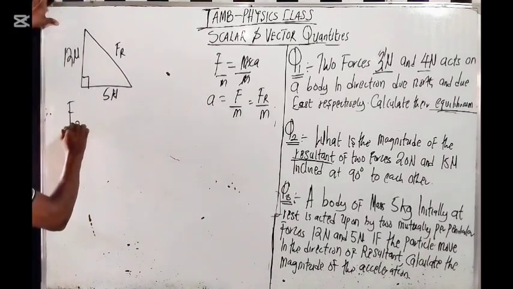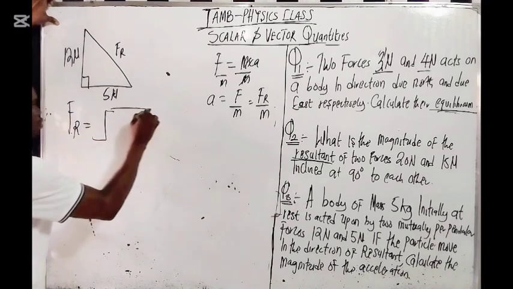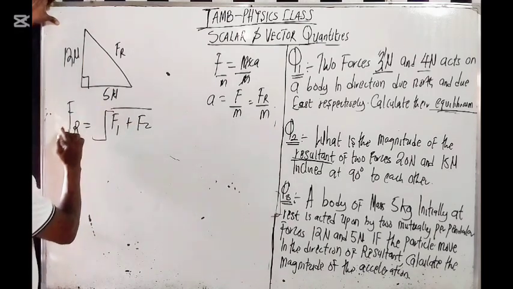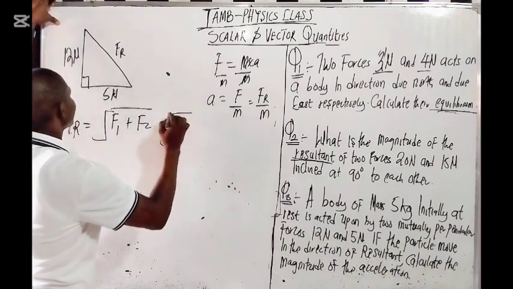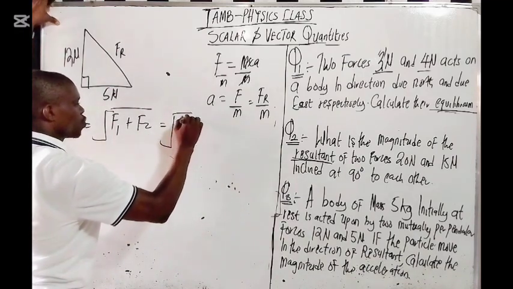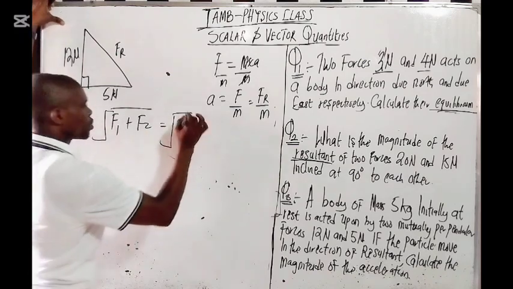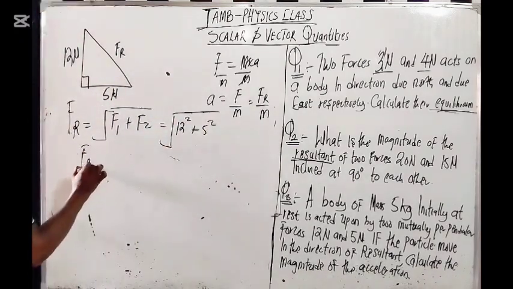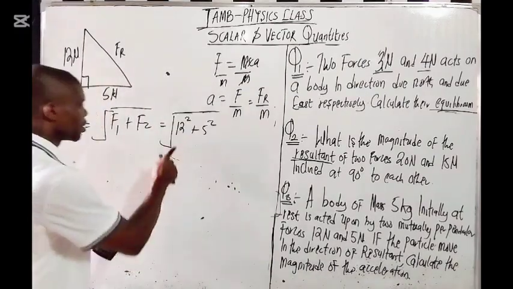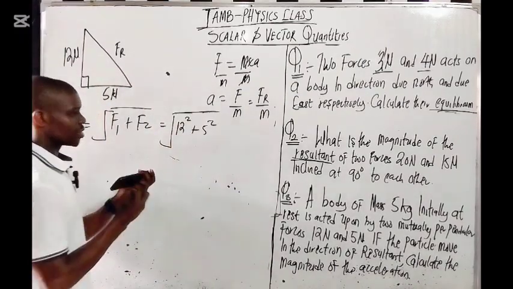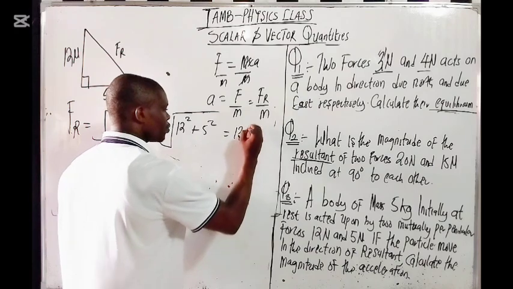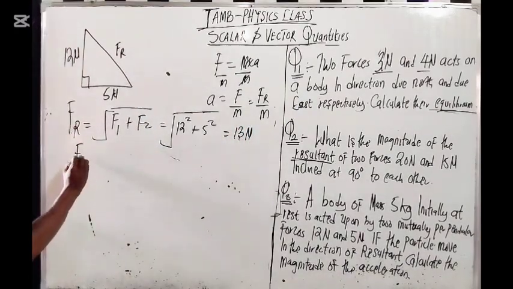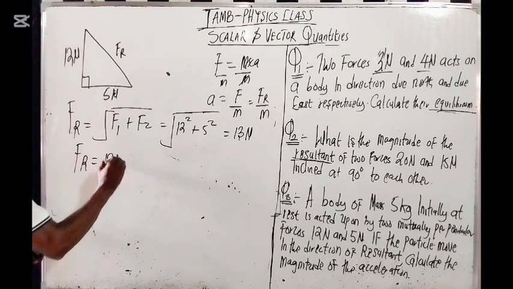When you look at the horizontal force here, remember you already know the formula. Horizontal force equals the square root of F1 squared plus F2 squared. My F1 is 12, so 12 squared, plus my F2 is 5, so 5 squared. Use a calculator to get your answer. 12 squared plus 5 squared, all square root, you get 13. 13 Newton. So my horizontal force is 13 Newton.